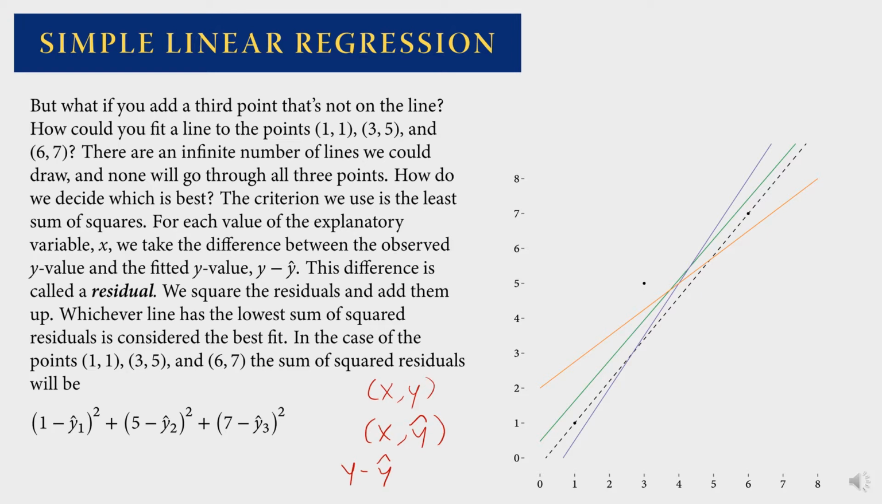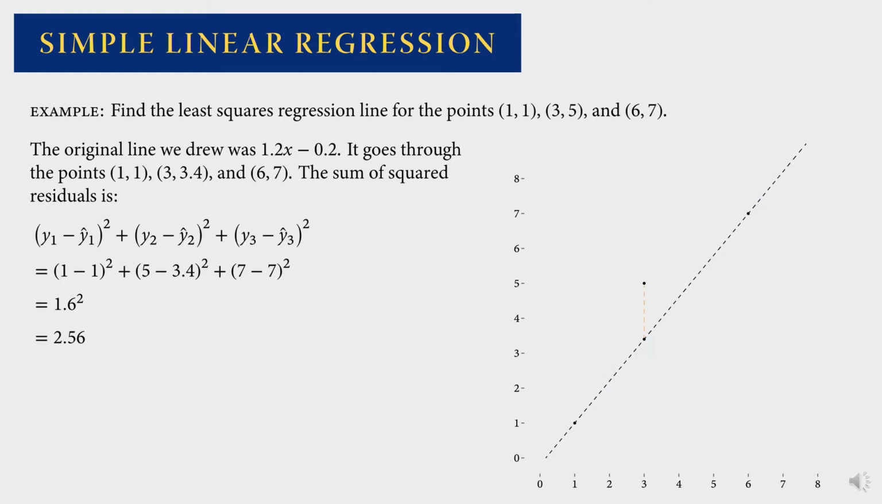y is the point in the data. y hat is the point predicted by the line. The quantity y minus y hat is called a residual. We want to find the line that has the smallest sum of squared residuals. This is the original line passing through 2 of the points. The distance from the line to each of these points is 0. This difference squared is 2.56. The sum of squared residuals for this line is 2.56.